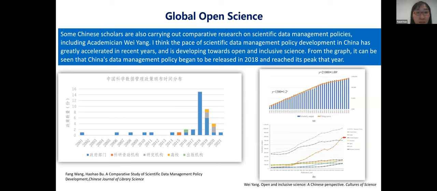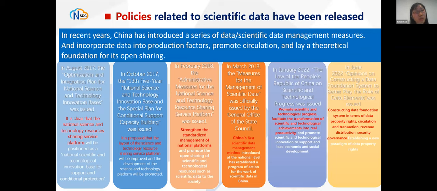From the graph, it can be seen that China's data management policy began to be released in 2018, and reached its peak that year. In recent years, China has introduced and developed a series of data and scientific data management measures. Incorporate data into production factors, promote circulation, and lay a theoretical foundation for its open sharing.